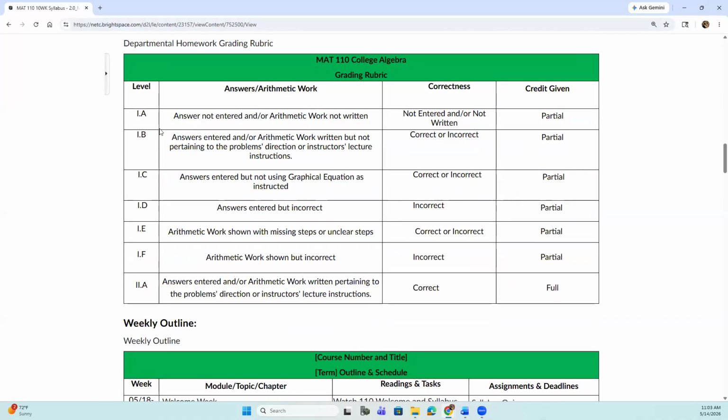All right, so if your answers are not entered or not written, then you'll be given a partial credit. If the answer entered or written is not pertaining to the problem's direction or the instructor's lecture instruction, okay? That's just another way of saying that students are copying answers from other sources. So disregard whether it's correct or incorrect, it's going to be a partial credit.